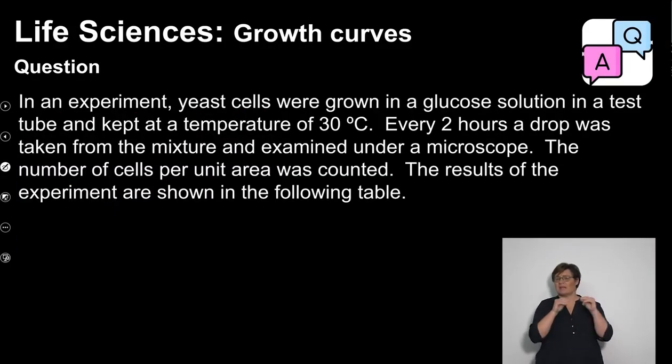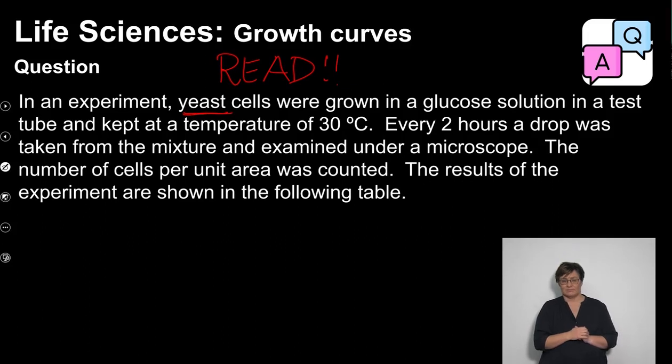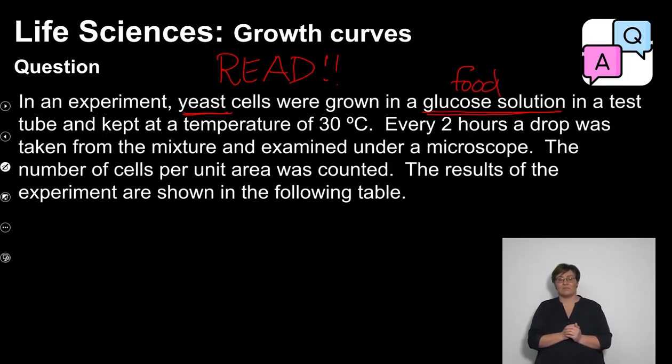Now, here's our experiment, and my first instruction to you whenever you get one of these types of questions is to read. Read it carefully. Use highlighters or underline things that you think are going to be important. So in an experiment, yeast cells were grown in a glucose solution. So that's the food. That's the nutrient source. And they were grown in a test tube.